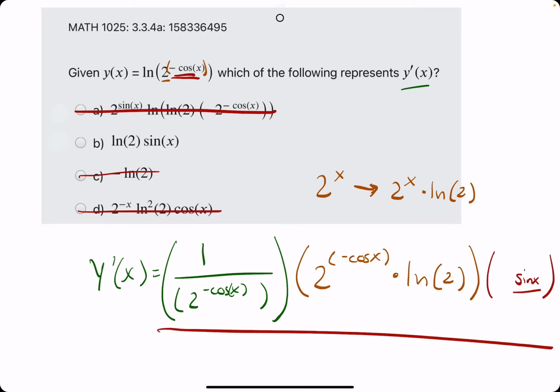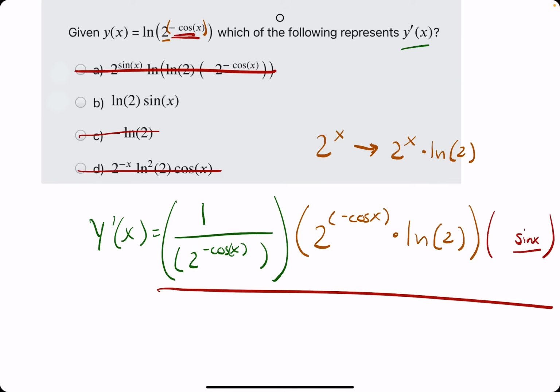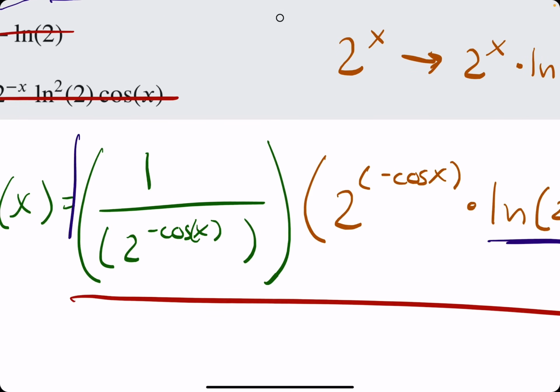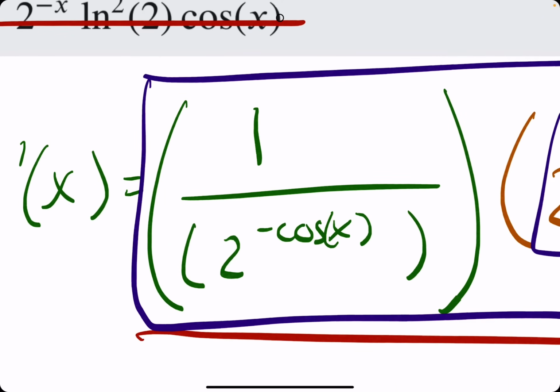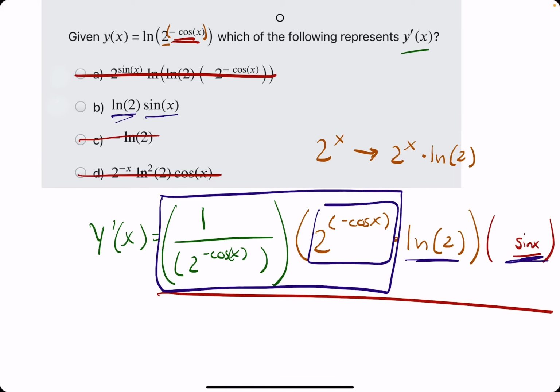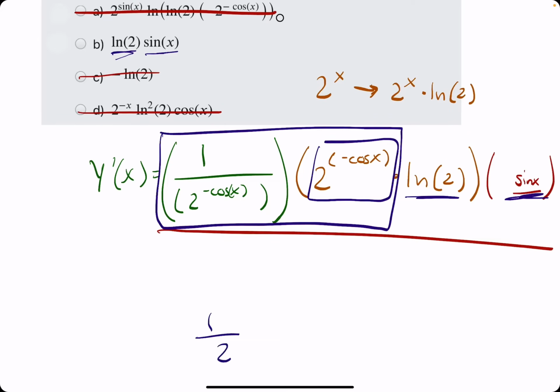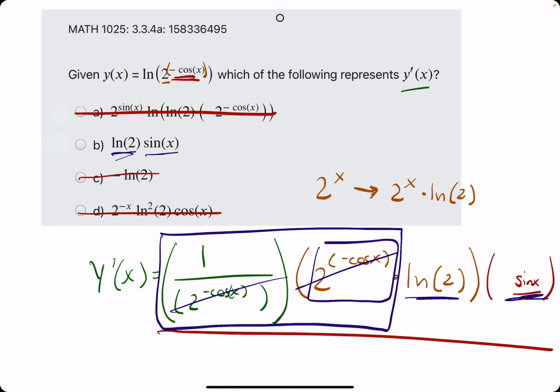However, it might actually be the case. What terms do we see in B that we have in ours? We see ln of 2, we see the sine of x, which means somehow the rest of it should have canceled out. Would this make sense? Well, we have 2 to the negative cosine of x times 1 over 2 to the negative cosine of x. It's basically like having a 1/2 multiplied by 2. We have the number on top canceling with the number on the bottom. And all we're left with is ln of 2 times sine of x.